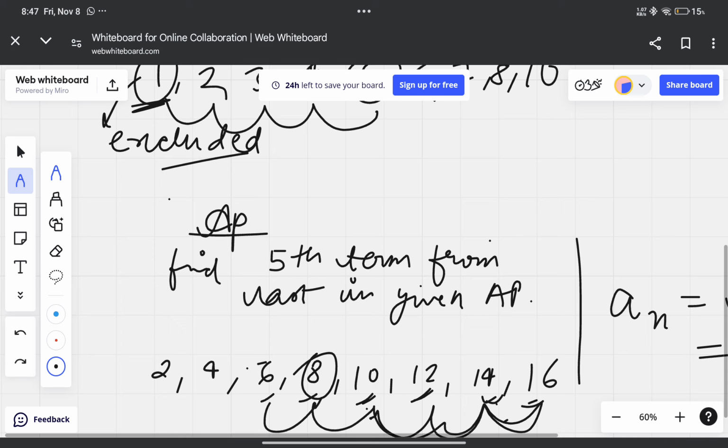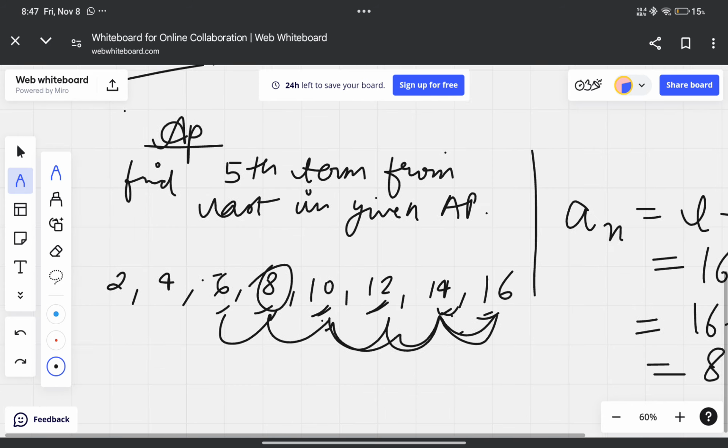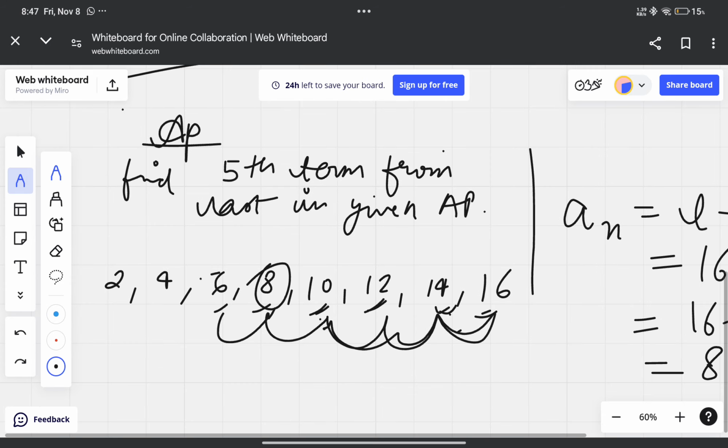Now if you carefully look at this question, where we say that in an AP we need to find the fifth term from last in the given AP. This is the given AP where a is equal to 2 and d is equal to 2, and the last term is equal to 16. If you count here like this, 1 2 3 4 5, so if you count from 16 to 6, you get 6 as your answer.